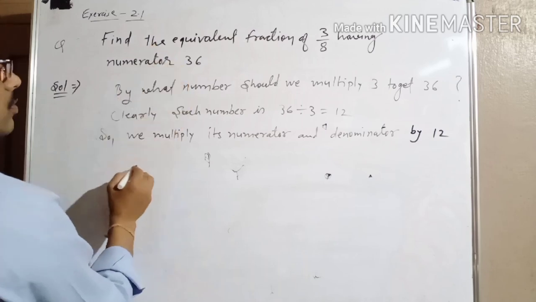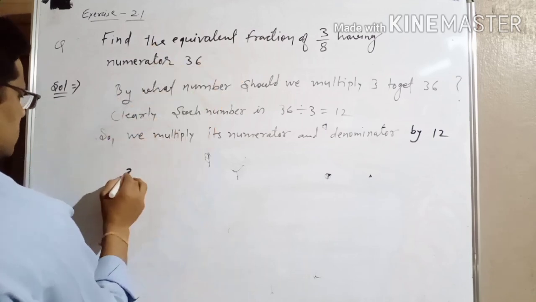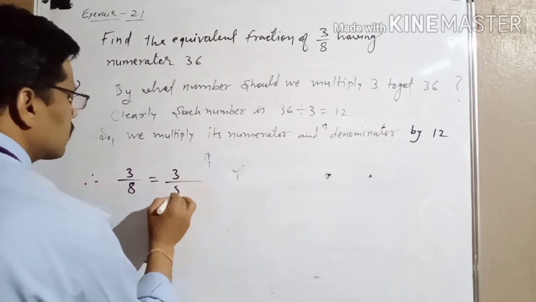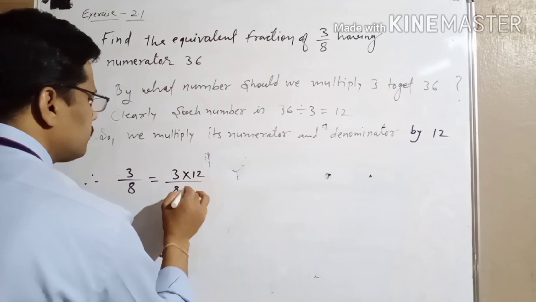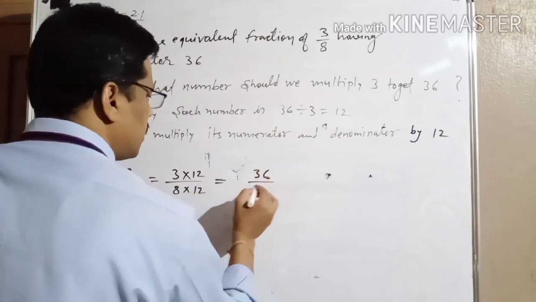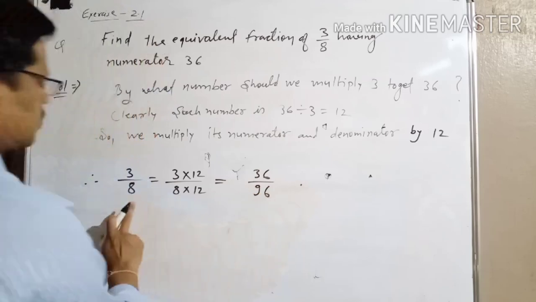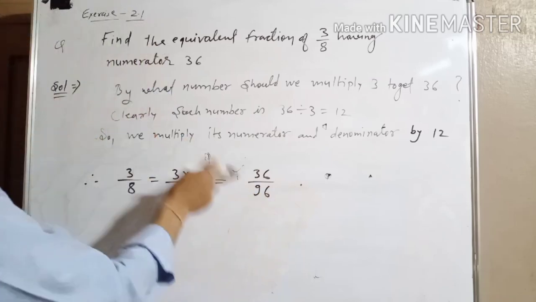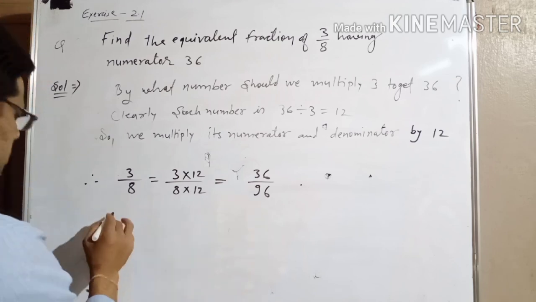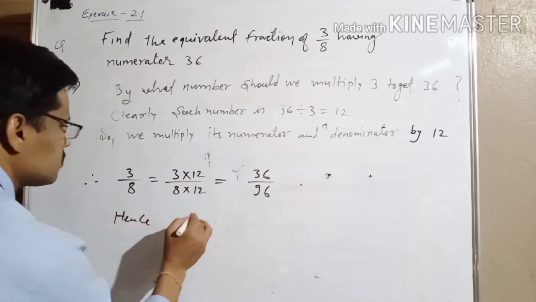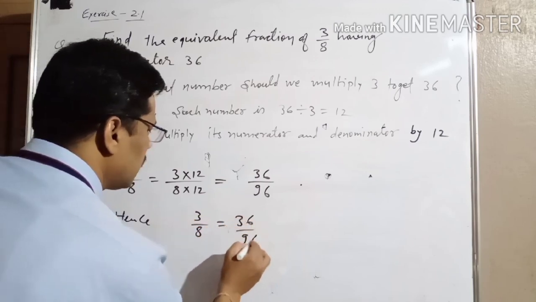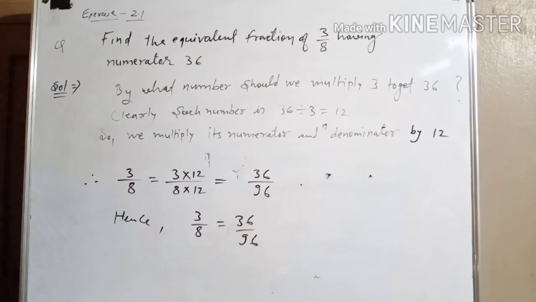Now we can multiply by 12. If you multiply it, what do we get here? Let's see. 3 upon 8 multiplied by 12. What do we get here? 12 3s are 36, 12 8s are 96. This is our required answer. Look here, this numerator has been changed and becomes 36. Hence, 3 upon 8 is equal to 36 upon 96. This is your required answer.